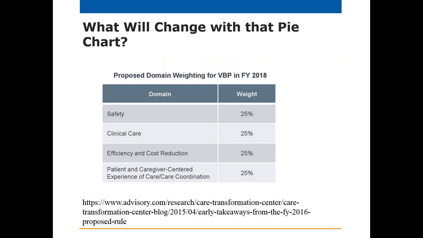So CMS decided that rather than there being several different pieces of the pie, they wanted to just kind of divide it out equally, where every domain is weighted by 25%. Now, something that I wanted to point out about this is the patient and caregiver centered patient experience, that 25% weight.